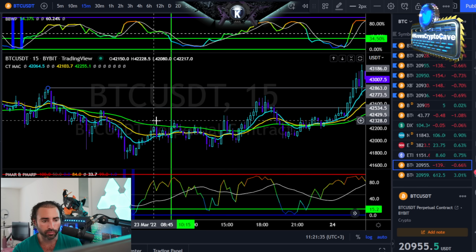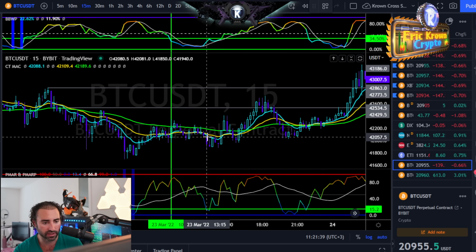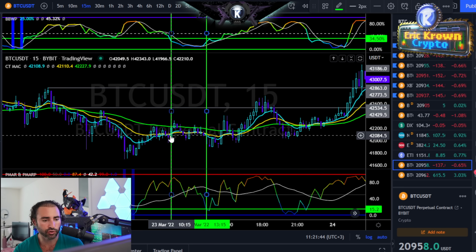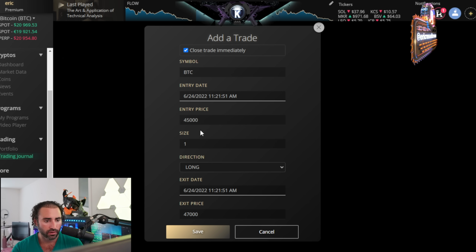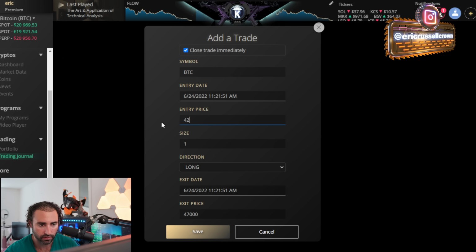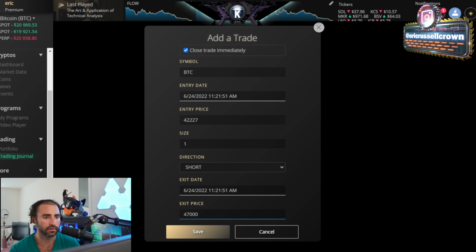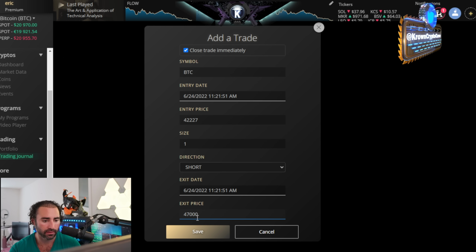So boom, and after we enter in right here, we do have an exit with low PMARP, not so long after that right here. Nice and quick one. Entry is going to be 42,227. Boom. Okay, and then where's our exit? Exit is 41,940.